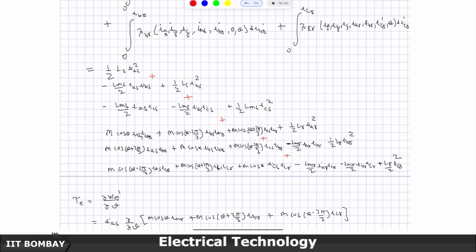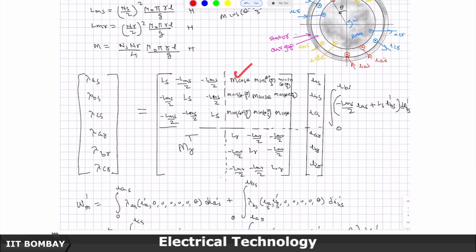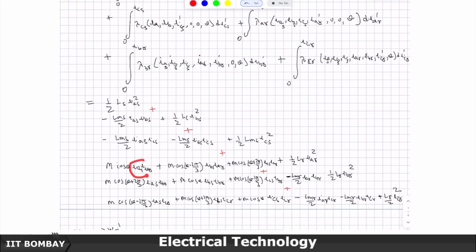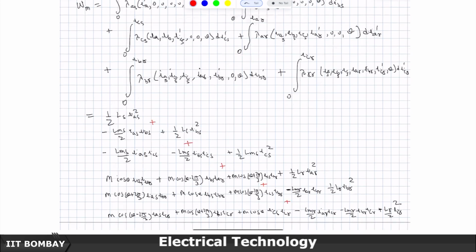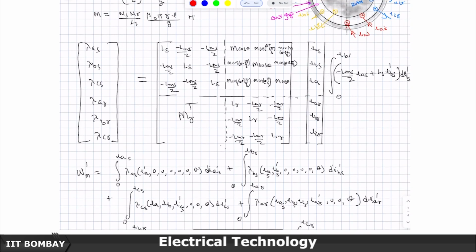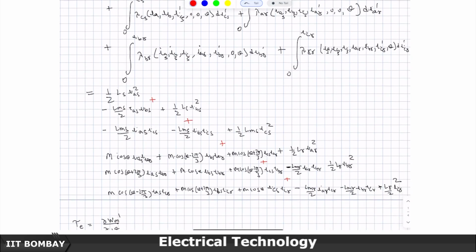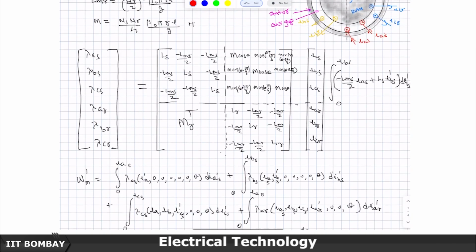Now, with respect to the A phase of the rotor and the A phase of the stator, the mutual inductance is M cos theta. It is here, M cos theta. This mutual inductance should be multiplied by the two currents of the respective windings, so IAS and IAR. And similarly the mutual inductance of the, so which row am I looking at? I am looking at the fourth row. I am looking at this equation, right.